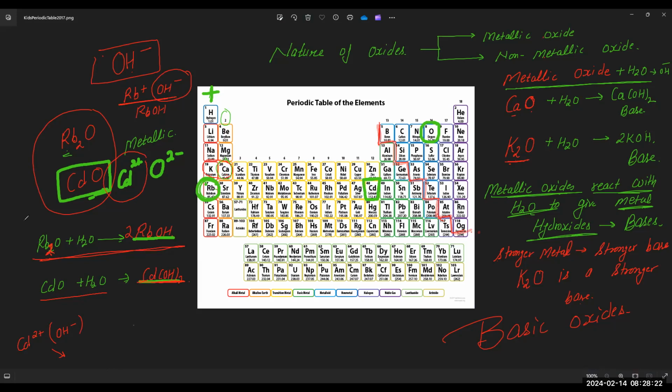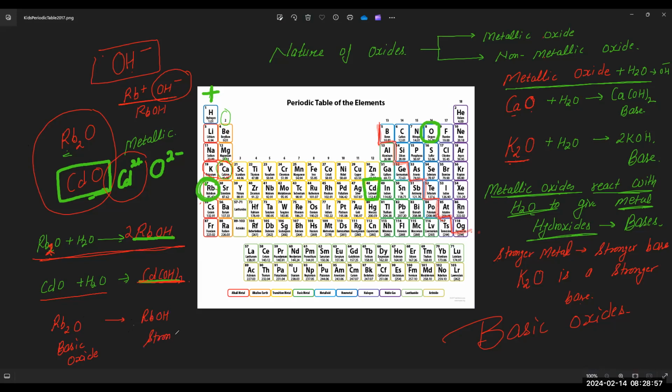Now, next question. Which one is stronger metal? Which one is stronger metallic oxide, basic oxide? Which one is more stronger basic oxide? Rubidium oxide, because rubidium is stronger metal. So it's more stronger basic oxide. In fact, it's one of the strong base, basic oxide. So it means rubidium hydroxide is a strong base.